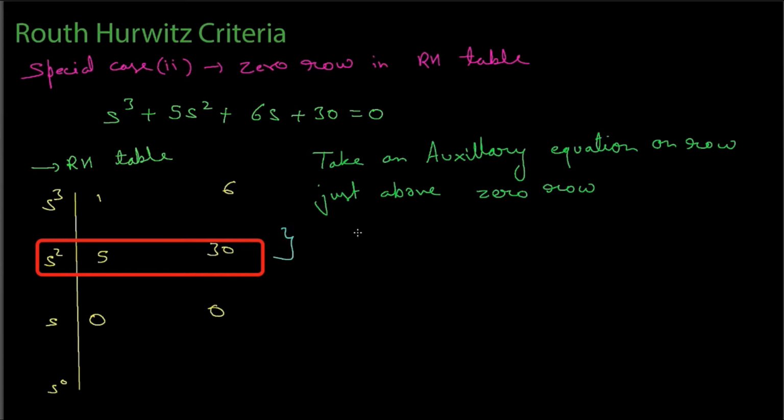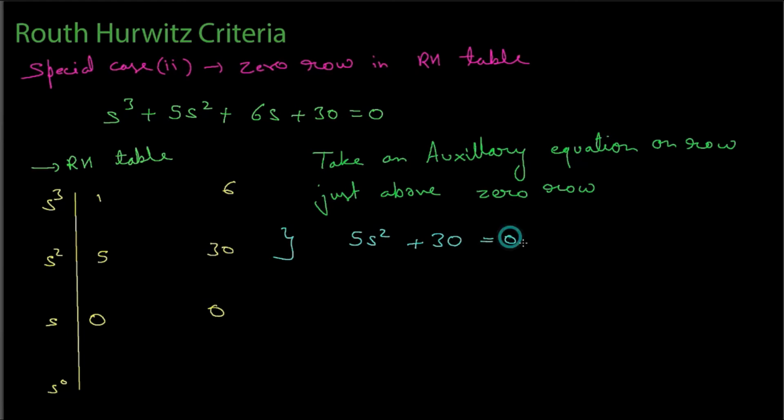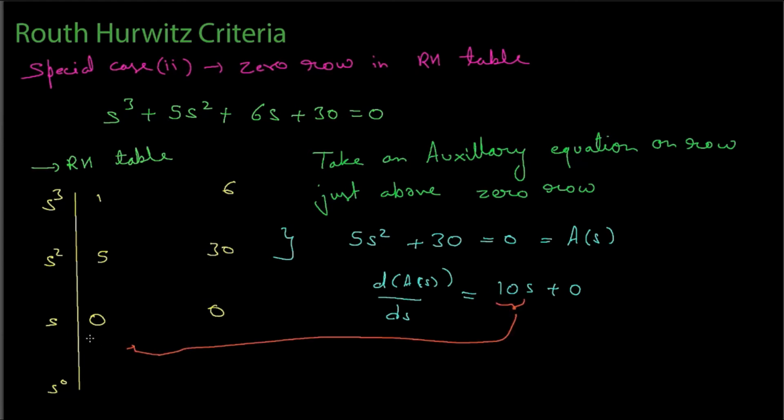For constructing the auxiliary equation, we take the row just above the row with all elements zero. With the first element, we will multiply the power of s that is on the left side of this term. So here we have 5 and on the left side we have s square. We will multiply 5 by s square, and then we will reduce the power of s by 2 for the next element, so we will get s raised to power 0. So our auxiliary equation becomes 5s square plus 30 equal to 0. We will differentiate this auxiliary equation with respect to s and we will get 10s plus 0. We will use this equation to populate the next rows.